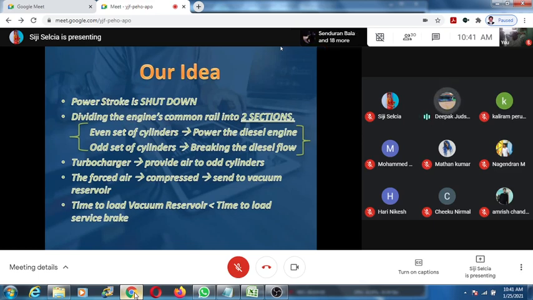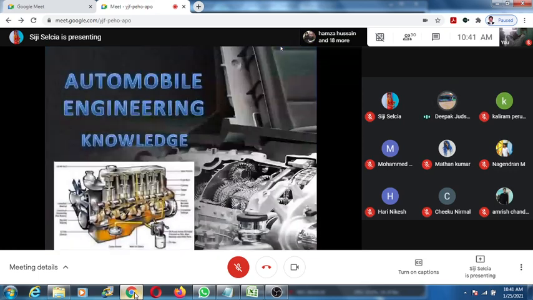We are also using a turbocharger. The turbocharger is used to provide air to the hot cylinders. The air to the hot cylinders is forced by the turbocharger and sent into the vacuum reservoir to increase the vacuum brake pressure. Once the sufficient pressure is reached, the vacuum reservoir automatically releases its pressure and it brakes all the wheels in the heavy vehicle. Next slide.